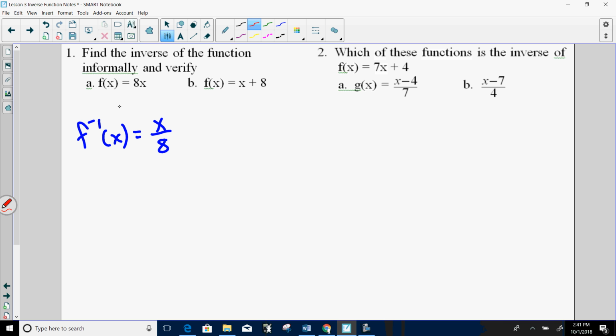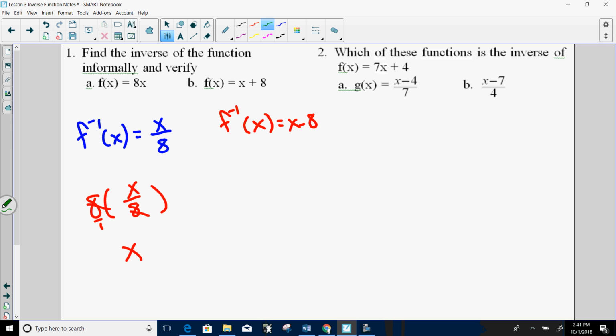How do we check? We do a composition. We take the original function 8x, but instead of x we replace it with x over 8. We do our multiplication. This is really 8 over 1. The 8's cancel, and you get x. That right there shows that those two are inverses of each other. All right. Here, we would think that the inverse would be x minus 8. We're adding 8, so we subtract 8, and it does check out.